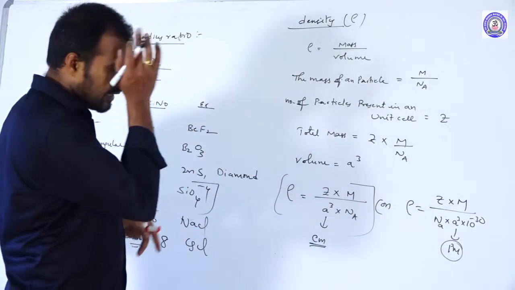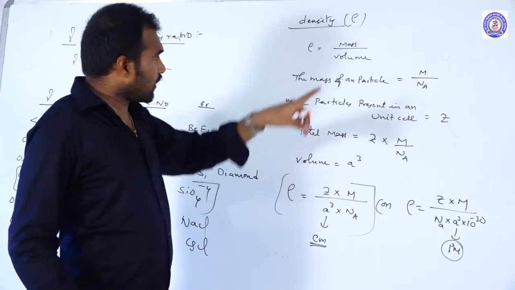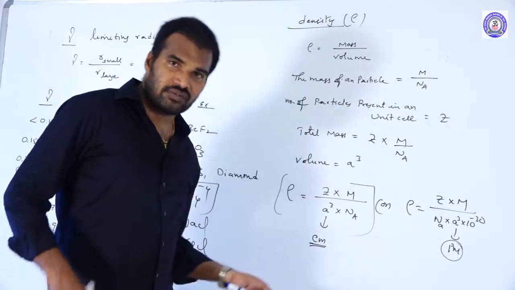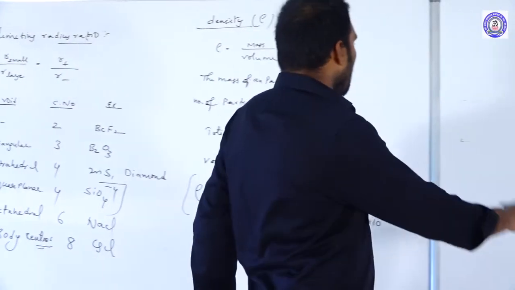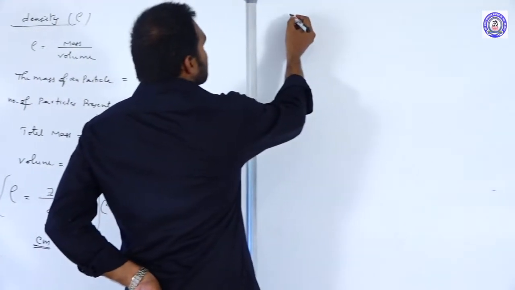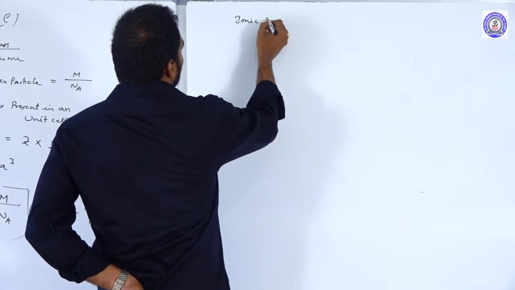Okay, so this is about the density. By using this density, you can easily calculate the effective number of atoms or molar mass of the unknown substance. Okay, this is also one more, you should be clear in it. After that, let us discuss the crystal lattices of some ionic solids.